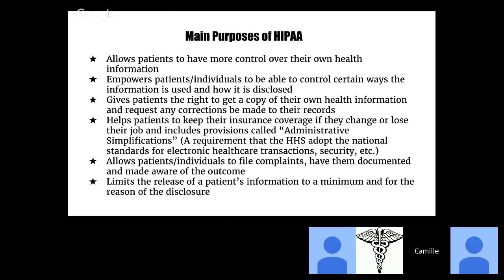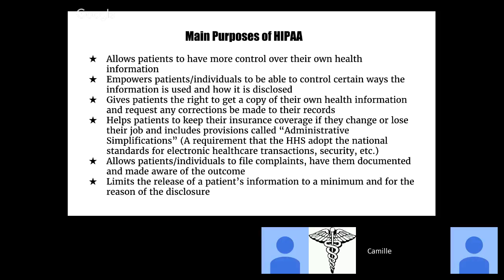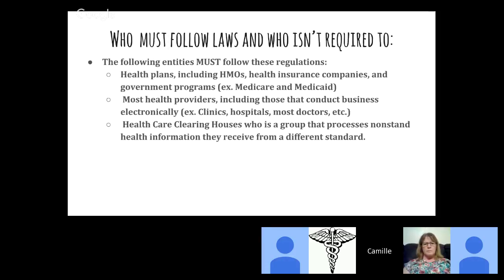It helps the patient to keep their insurance coverage if they change or lose their job, and includes provisions called administrative simplifications, a requirement that HHS adopt the national standards for electronic healthcare transactions, security, etc. It allows individuals to file complaints, have them documented and be made aware of their outcome. It limits the release of patients' information to a minimum and to the reason for the disclosure. Who must follow the laws and who isn't required to?